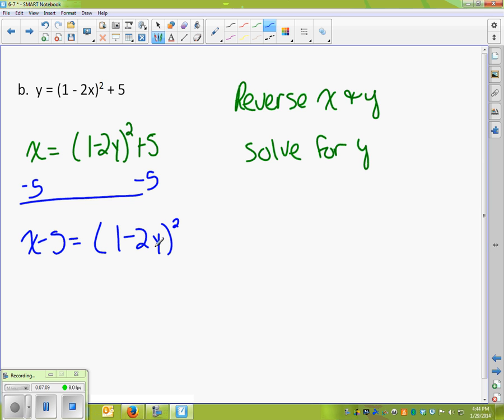And that 1 minus 2y, that binomial is stuck together. They're both inside parentheses with the square. So I have to take care of the square next. To get rid of a square, I'm going to take the square root. So I have the square root of x minus 5 equal to 1 minus 2y. Whenever I put a square root into the equation, I have to consider the positive and the negative portion.